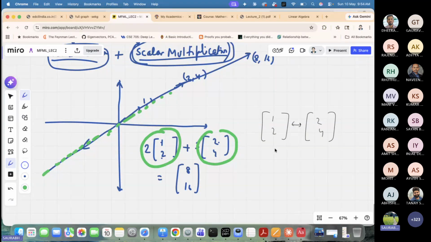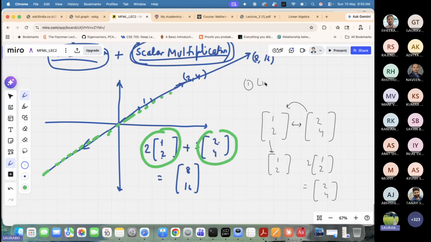Because if you multiply 1 2 by 2, you will get 2 4, right? Or if you divide the second vector by 2, you will get 1 2. So both vectors are just scaled versions of each other. When vectors are just scaled versions of each other, they are called linearly dependent vectors. This is the first condition of linear dependence.